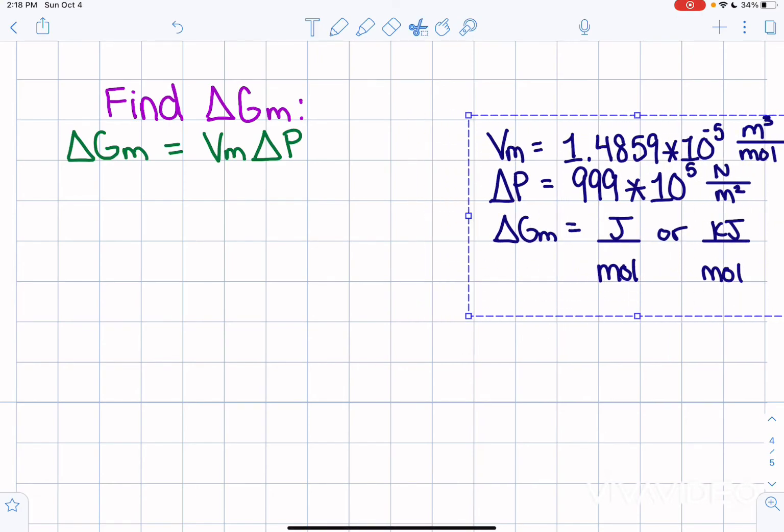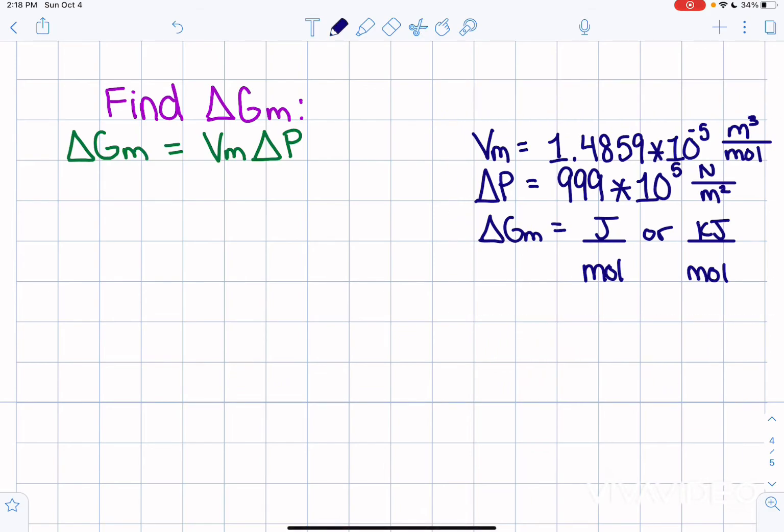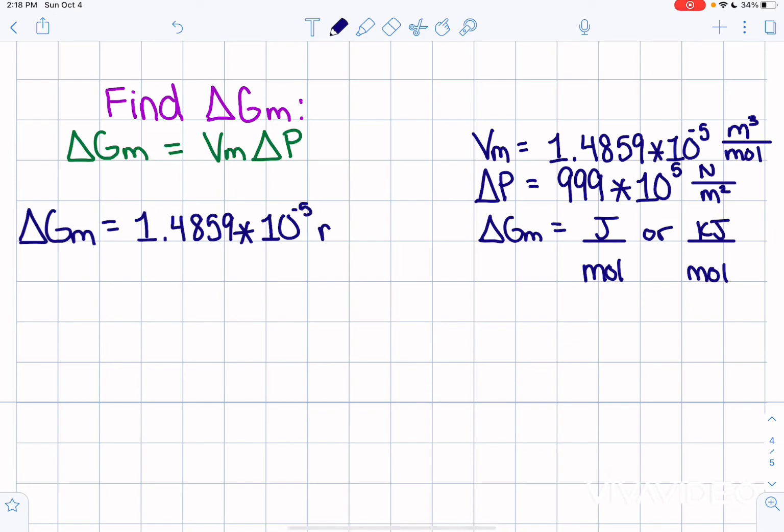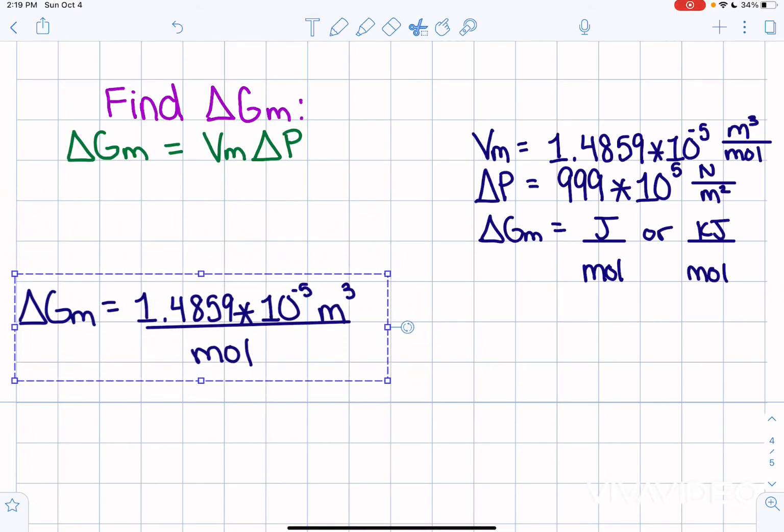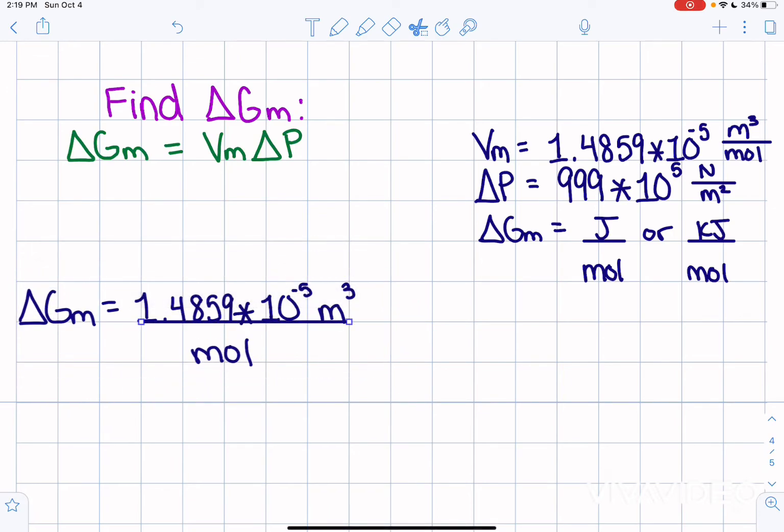I'm going to scoot this over just to give us a little bit more room now that we're done writing these. Okay, so our delta G sub m is going to be equal to 1.4859 times 10 to the negative 5 meters cubed per mole. I think I'm going to have to scoot this down because I write so big. Here we go. I think we can do it here. Okay, and we are going to multiply it by 999 times 10 to the 5th newtons per meter squared.